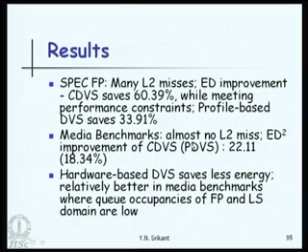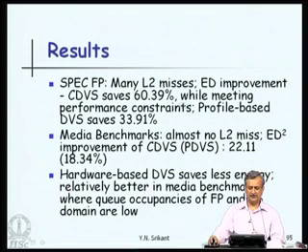These are the results available for MCD processors using this PetriNet based modeling technique. For the SPEC FP benchmarks, there are many L2 misses, so the energy delay product improvement is very large. Our technique saves 60% energy while meeting performance constraints, whereas existing hardware profile based dynamic voltage scaling techniques save only about 34%.